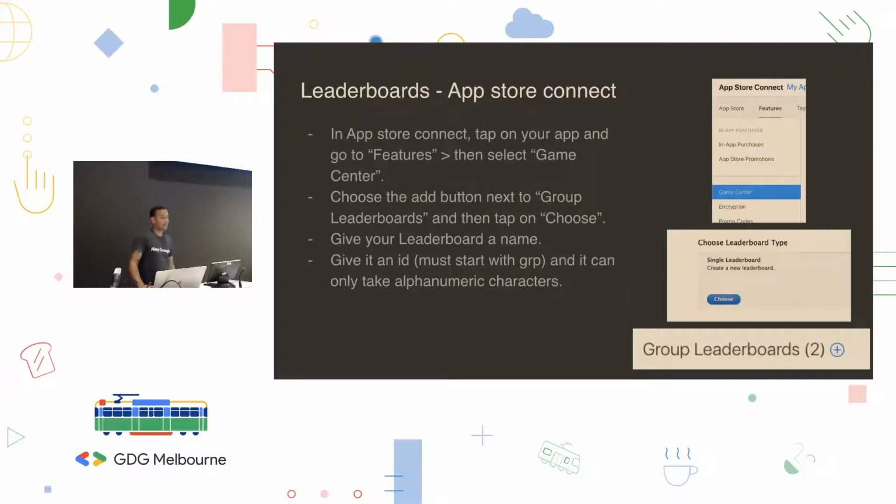App Store Connect. So I'm going to try and show you guys how simple and how, I guess, similar iOS is. In App Store Connect, which is the Google Play Console of iOS, all you do is select your app and then go to features and select Game Center, which is the overarching API for, I guess, all game services in iOS. Then you end up doing the same thing you did for Play Console, where you give the leaderboard a name and give it an ID. For some reason, it always has to start with GRP, which I'm assuming stands for group.